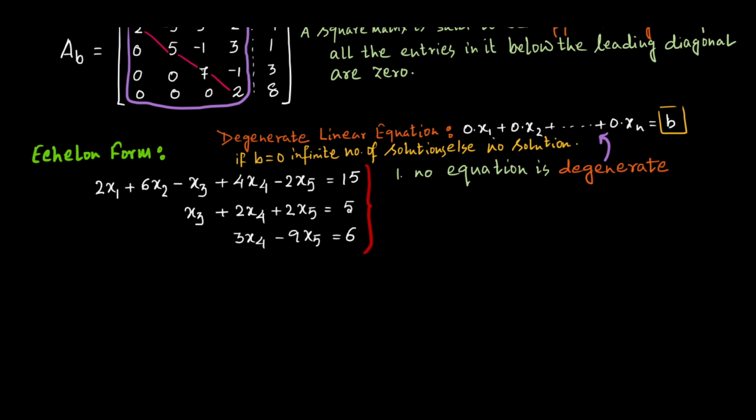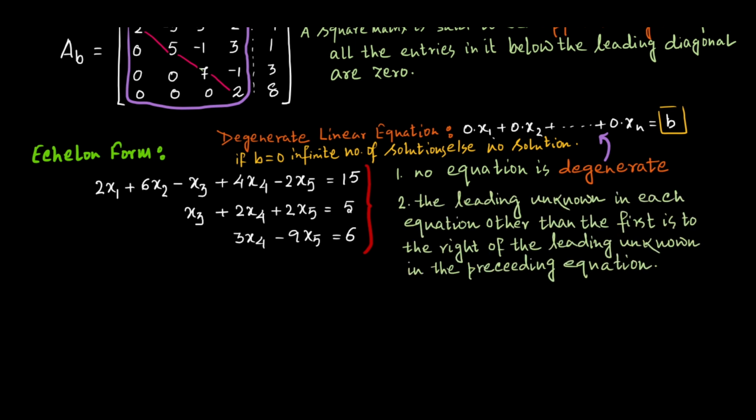The second feature that you can see here is that the leading unknown in each equation, other than the first, is to the right of the leading unknown in the preceding equation. As you can see here, in the first equation, x1 is your leading unknown. In the second equation, x3 is your leading unknown. In the third equation, x4 is your leading unknown.